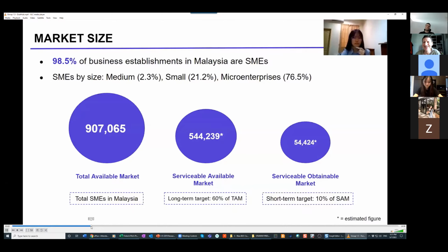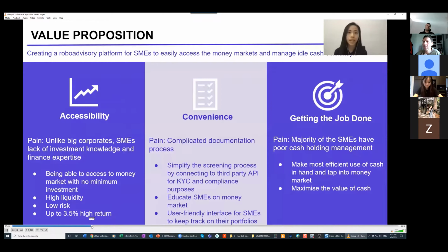At the same time, they provide high liquidity, low risk, and offer up to 3.5% high return, which is higher than current account and FD account. Secondly, as most of the SMEs find the lengthy documentation and application process complicated, we simplify the process by connecting to a third party for know your customer purposes. Also, with the user-friendly interface of our platform, we can present the SME's investment portfolio in a simple way for the SME customer to review.